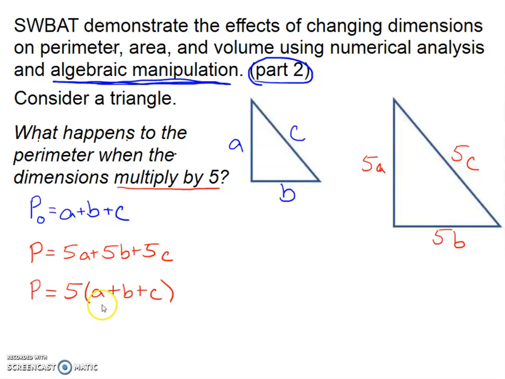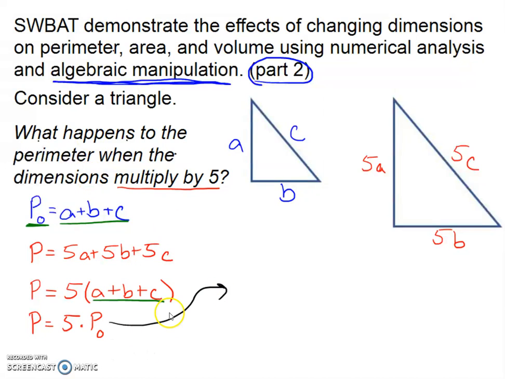What I want you to notice right now is this. A plus B plus C is right here. A plus B plus C equals P0, the original perimeter. So I'm going to slightly rewrite this line, and it says perimeter equals 5 times P sub 0, because A plus B plus C is the same thing as the original perimeter. And we're done. We've proven it.